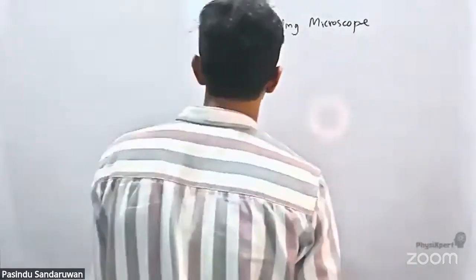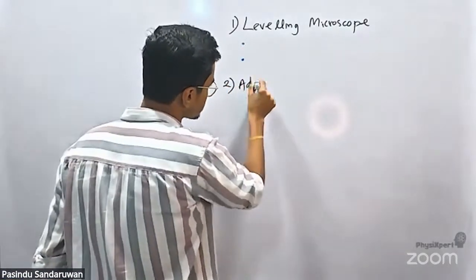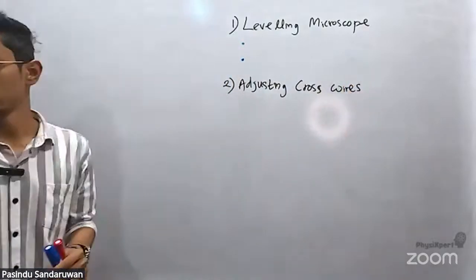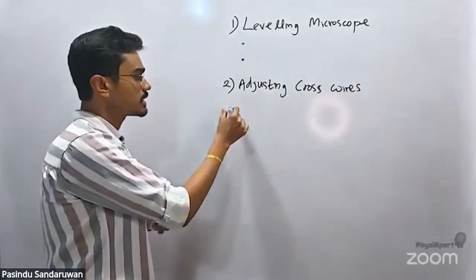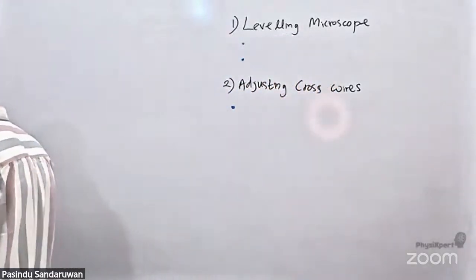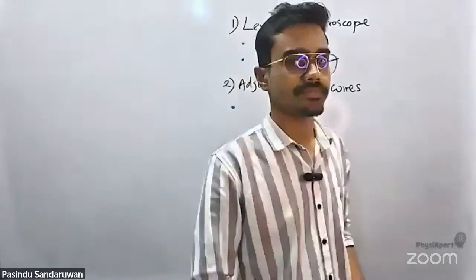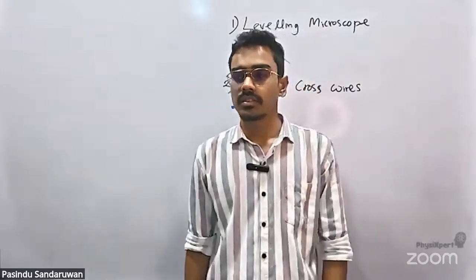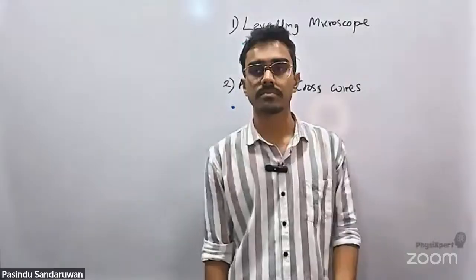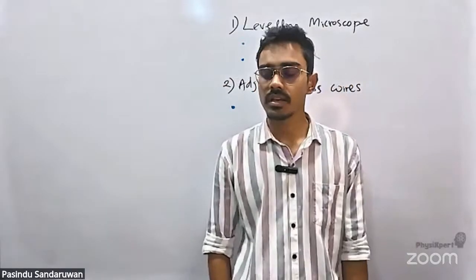Step 2. Adjusting crosswires. Under that, first bullet, write down: take a clear image of crosswires by looking through the eyepiece and adjust it.